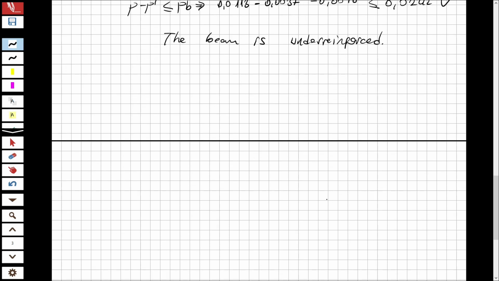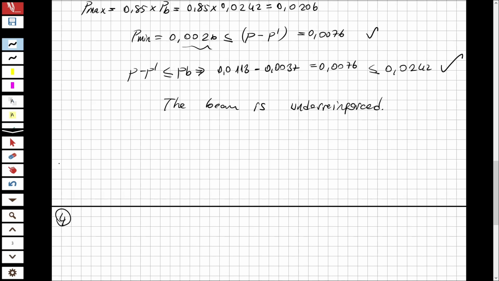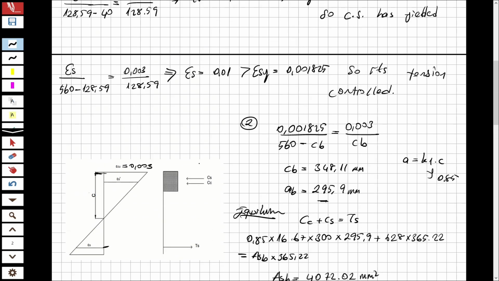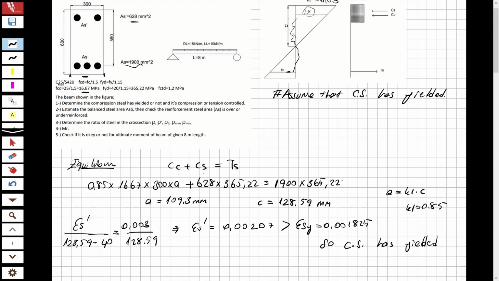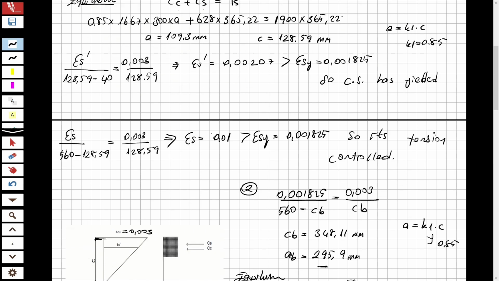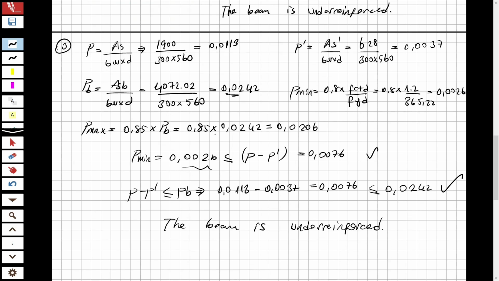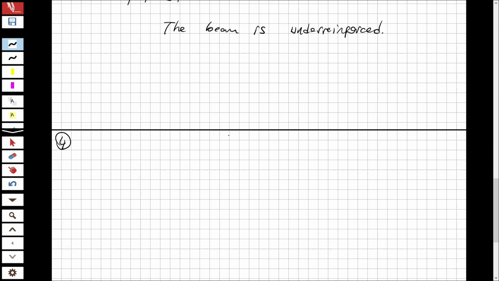So let's find the fourth part. For the fourth part, it asks to determine the moment that can be carried by our cross section. Determine MR. What is MR? The moment will be determined like that. MR will be equal to Cc multiplied with d minus a over 2, plus Cs multiplied with d minus d prime.